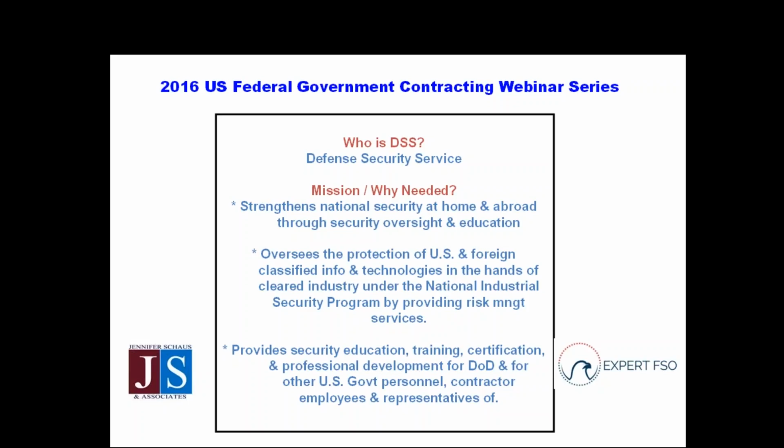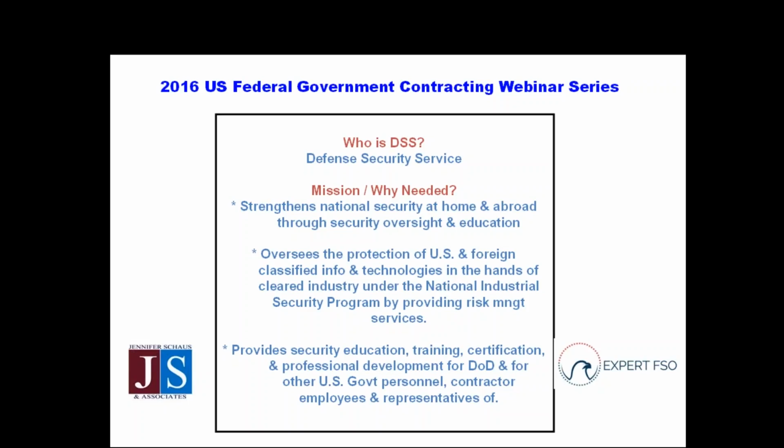They're the ones you call if you have questions about certain things that you don't want to answer to, say, your customer directly, the government customer. You call DSS and they can help you. You get assigned a DSS representative for your specific region, so you'll have a person to call.